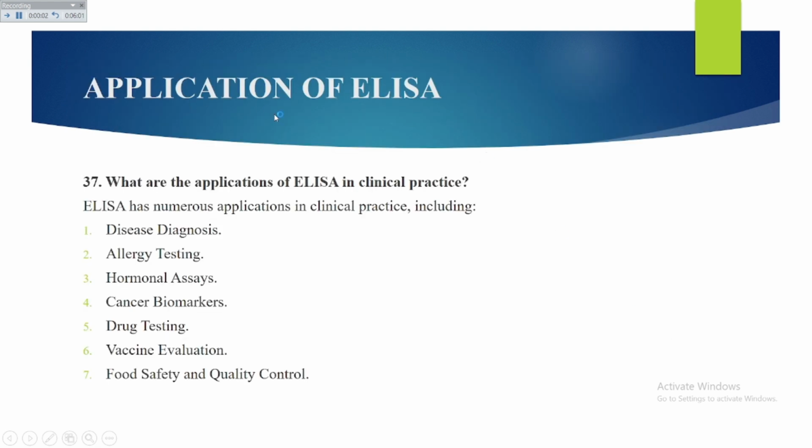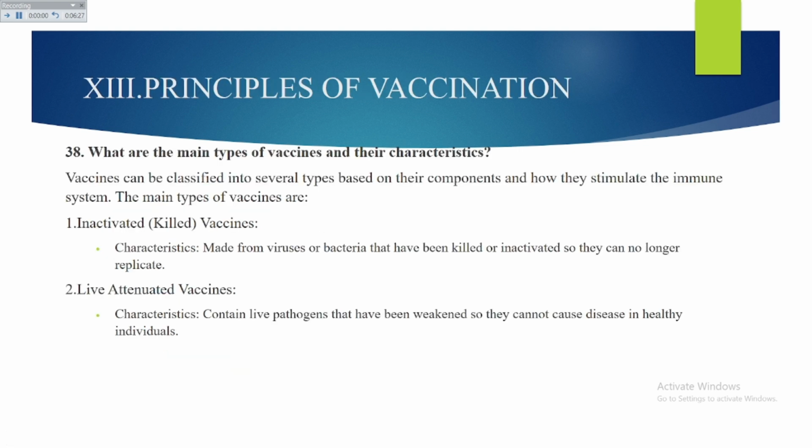So we proceed with the applications of ELISA. ELISA is applied in many clinical practices, such as disease diagnosis, allergy testing, hormonal assay, cancer biomarkers, drug testing, vaccine evaluation, food safety, and quality control. Those are the applications of ELISA techniques in clinical practice.